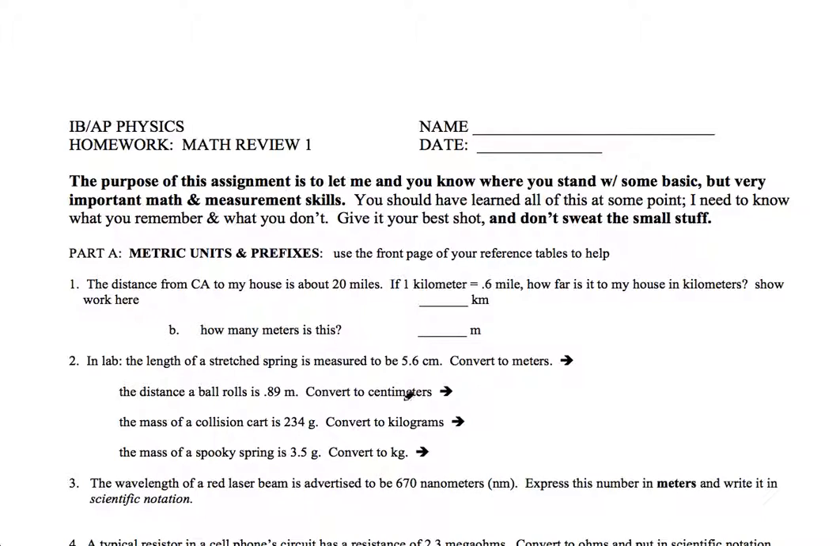So the first one that I'm going to drop right down to is the ball. It rolls 0.89 meters. That's what we're told, and we want to convert it to centimeters. So I have 0.89 meters, and I want to set up a conversion. If I want to get rid of meters, I'm going to put meters down below, and I'm trying to get into centimeters, so I'm going to put centimeters up above.